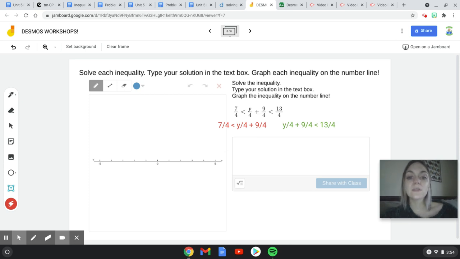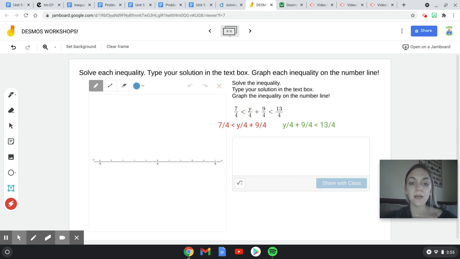Now, this one looks a little bit funky because I've got all these fours in the denominator. So I am going to use Desmos to help me with this as we're moving forward. Now, as I said, this is my inequality. This piece here is in red, and then this piece here is in green. So we've seen these before. We just have fractions now, so we can definitely do this.